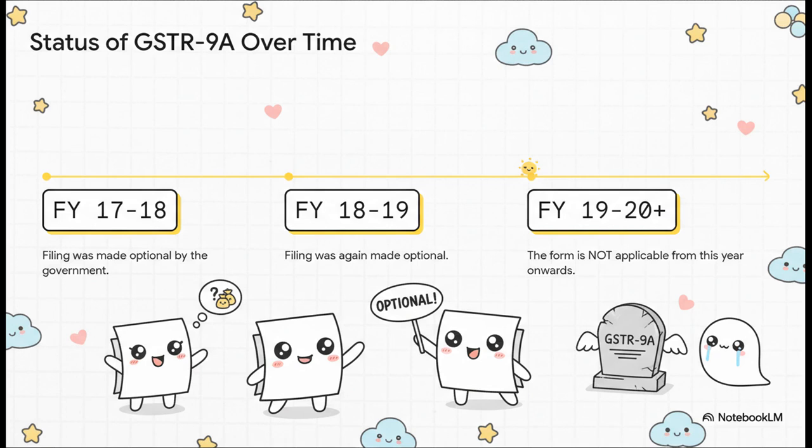And honestly, if you take one thing away from this whole explainer, let it be this slide. Even though the law required GSTR-9A, the government ended up making it optional for the only 2 years it was really a thing, 2017-18 and 2018-19. And then, from 2019-20 onward, it became completely inapplicable. And that, right there, is why this form is basically a historical footnote now.